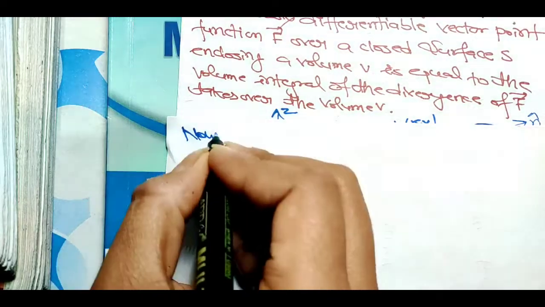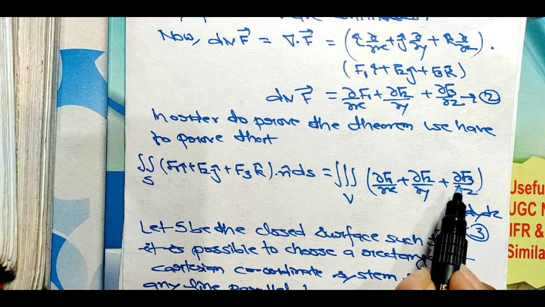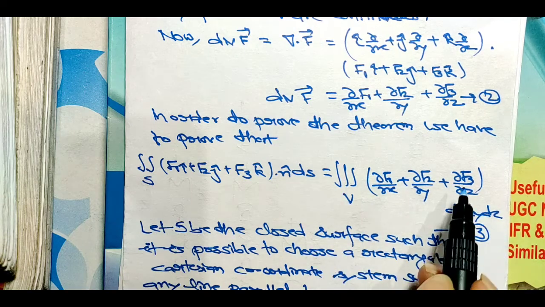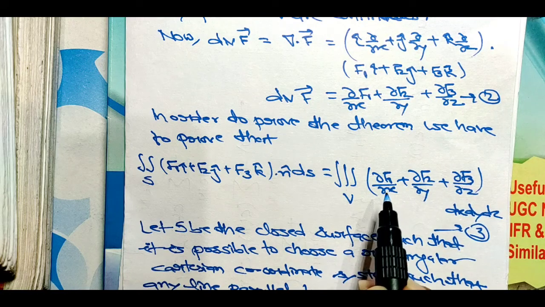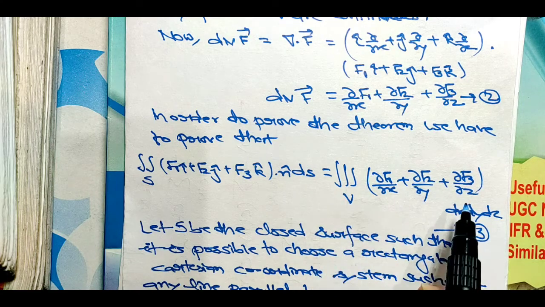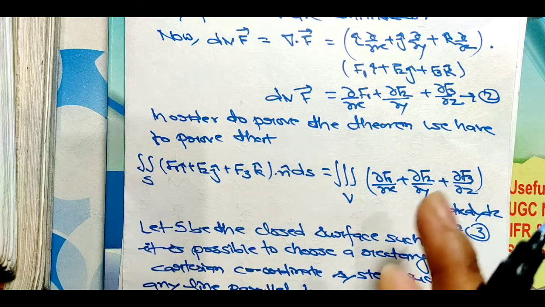Firstly, we are going to prove this for the volume integral of del f3 upon del z dx dy dz. We will solve it first. Then we will find the triple integrals of del f2 upon del y and likewise del f1 upon del x. After adding all three equations, we get the result. Okay, let's start.